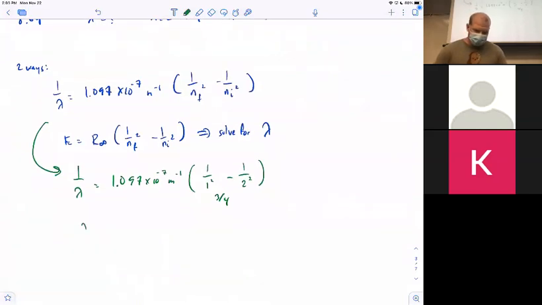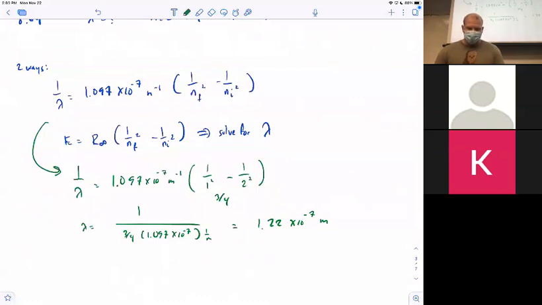So that means your wavelength is equal to, you just have to invert this whole thing, 1 over 3/4 times 1.097 times 10 to the 7, 1 over meters. And if you do all that, you get 1.22 times 10 to the minus 7 meters. So that's one way you can do that. That's infrared. No, it's not. It's all right. It's not infrared. That's ultraviolet.